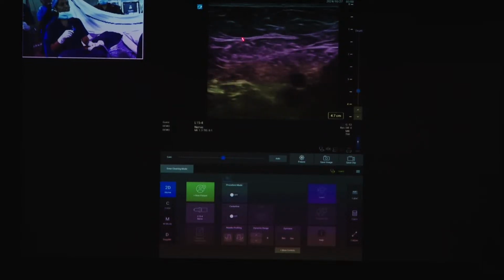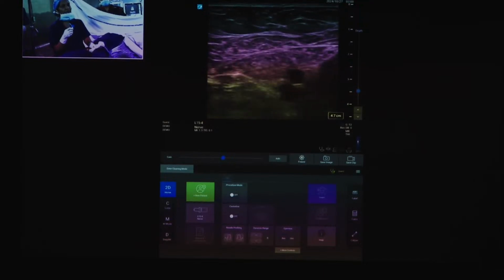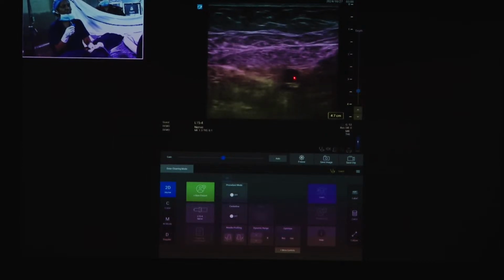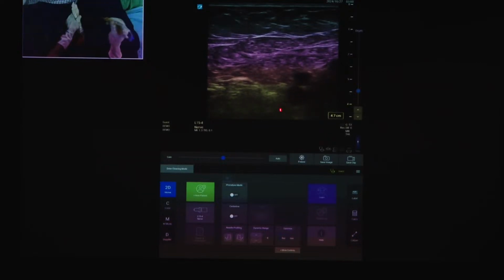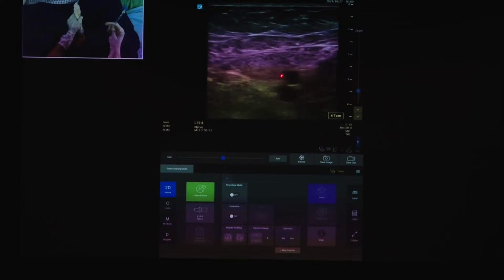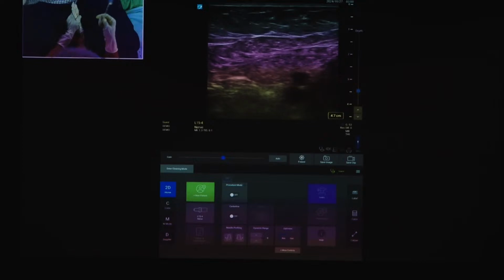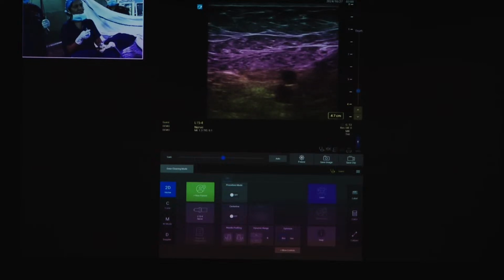So there are two veins, and above that is the artery. We can see the femoral artery, which is pulsating and uncompressible. There is an oval-shaped hyperintense area, which could be the nerve, the saphenous nerve, a continuation of the femoral nerve. Sometimes the nerve may not be so well visible, but the main target is still the femoral artery.